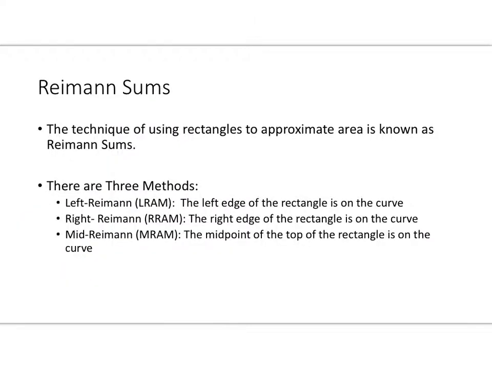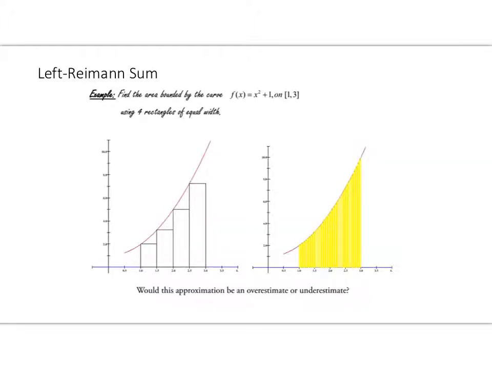So in Riemann sums, we're using rectangles to approximate the area. And we can do it three different ways. We can use what's called a left Riemann sum, a right Riemann sum, or a mid Riemann sum. And what that refers to is what point of the rectangle is on the actual curve. In a left Riemann sum, the left corner of the rectangle is what is on the actual curve. And then our rectangles are going to be underneath to the right depending on the way the curve goes.